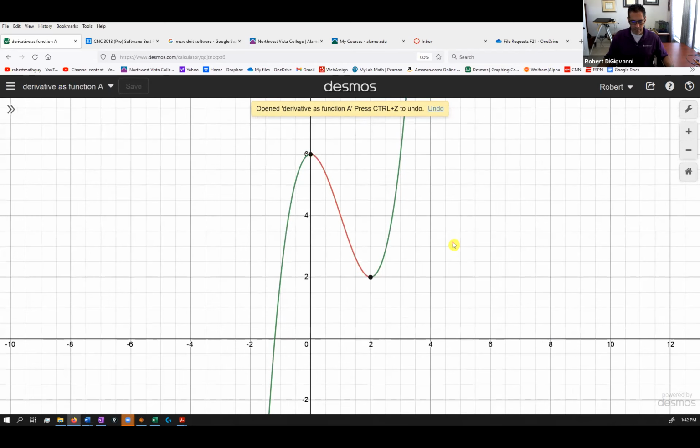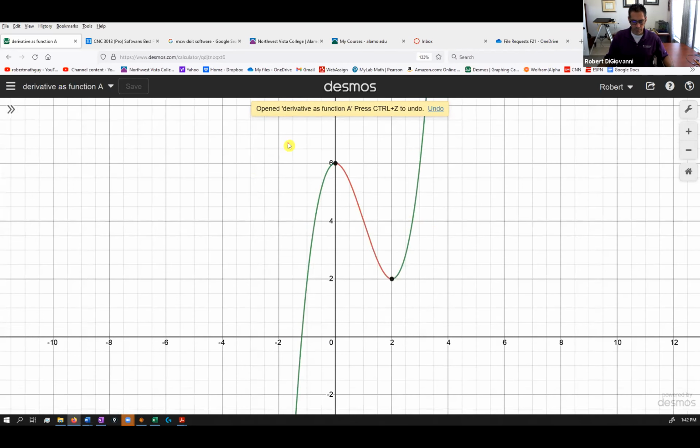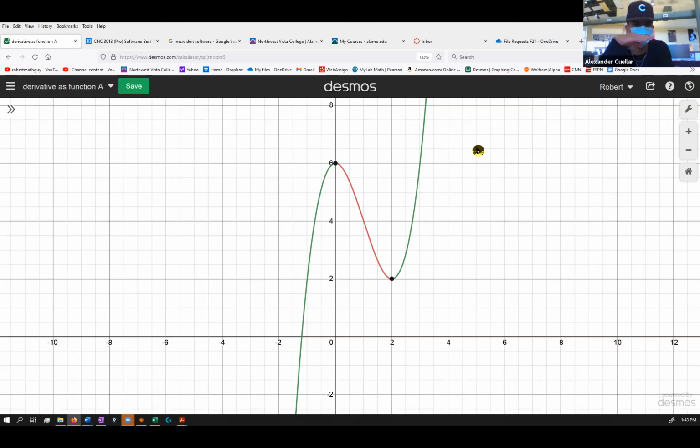Here's the graph. Okay. This is different. What's different about this compared to the previous one? What makes this one harder? It's not constant. Yeah. It's not a constant derivative, right?